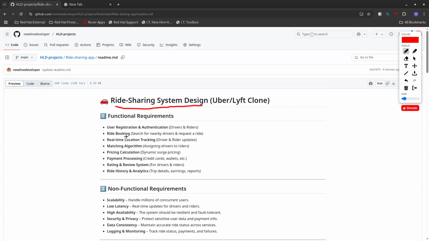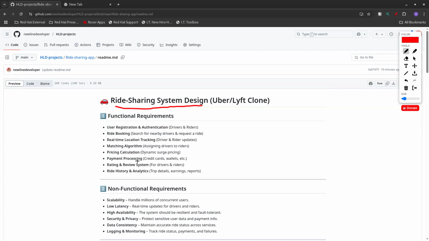Okay, ride booking features the application would provide, and then real time location tracking for driver and rider updates. Okay, where they are currently now, and then matching algorithms we need, which is like assigning the driver to riders, who is nearby drivers. Okay, that matching algorithm we need, and then pricing calculations. So it's a kind of dynamic surge pricing based on the estimated arrival time, based on the distance. We have to get the pricing calculations.